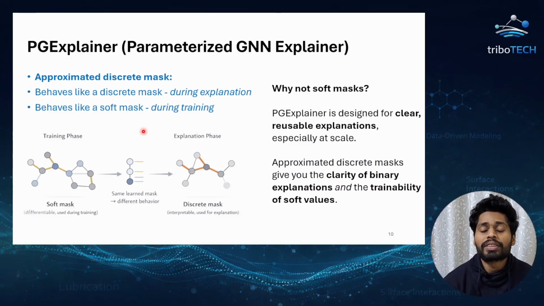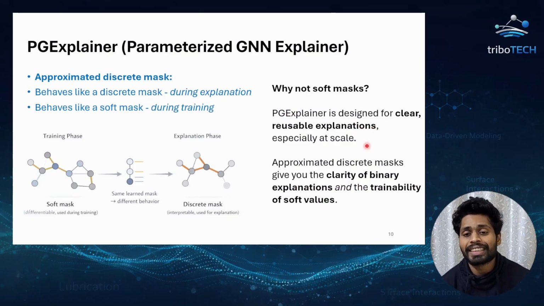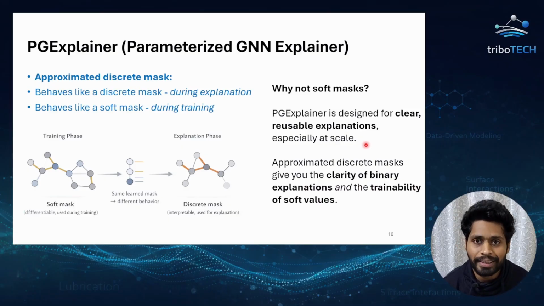So why don't we use soft mask in PGExplainer? Because the idea behind PGExplainer is to produce clear and reusable explanations. And that's why we want soft mask only during training. And so we are using approximated discrete mask in this explainer. Also, PGExplainer is designed for clear reusable explanations, especially at scale. So our interest is to explain the whole model here, right? Not just a single instance, but multi-instance, right?